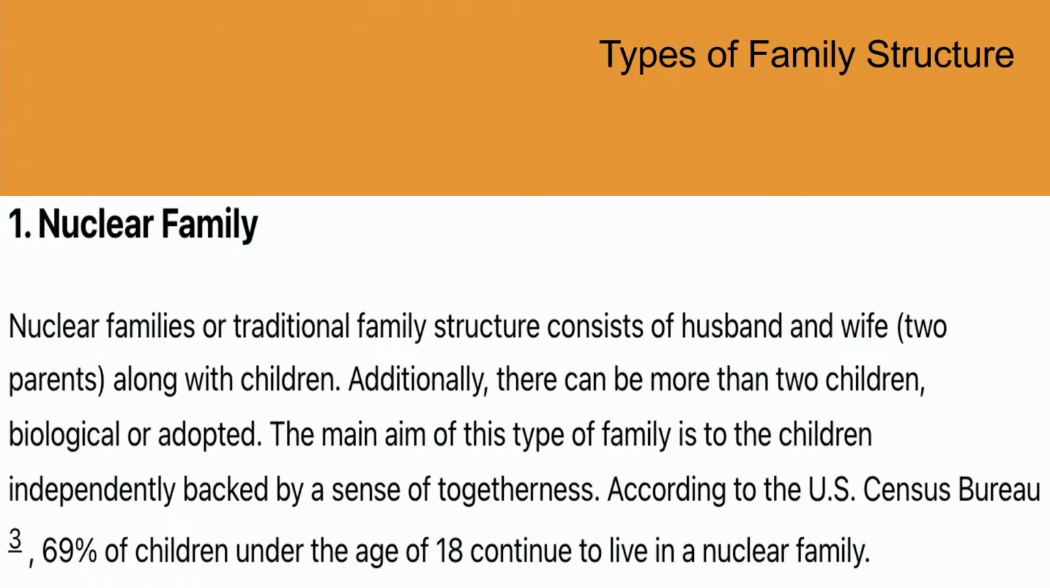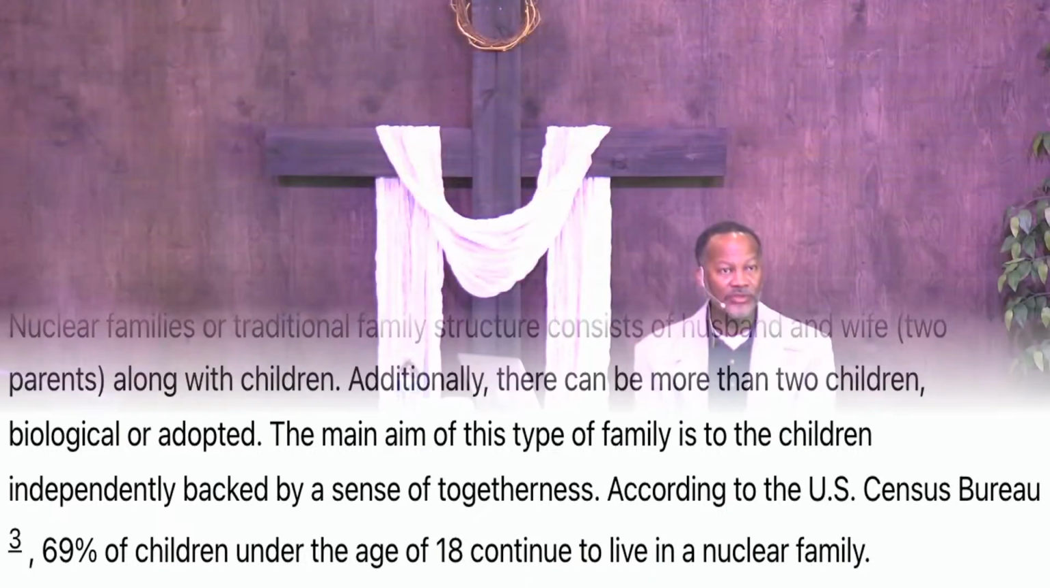The main aim of this type of family is to raise the children independently, backed by a sense of togetherness. According to the U.S. Census Bureau, 69% of children under age 18 continue to live in a nuclear family system. Now, with that being said, under this family structure, again, two parents raising two or more children. We live in a day and time, Sister Michelle, where I know we saw 68%, but perhaps in certain communities, it's less than that under this family structure.